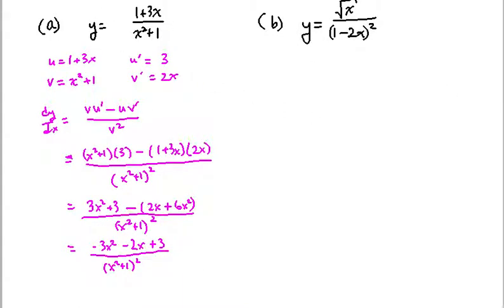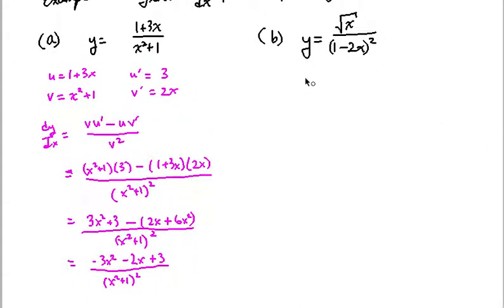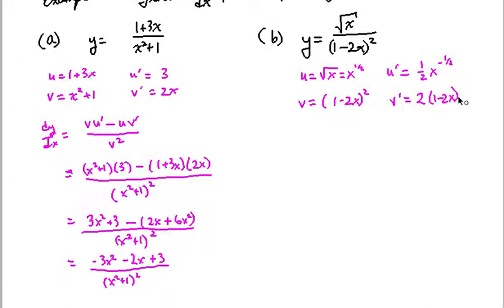Okay, let's try this one. What's the derivative of this? Again, same deal. U is equal to root x. So u prime would be equal to, since that's x to the 1/2, that would be 1/2 x to the minus 1/2, right? Because that would be 1/2 minus 1. V would be (1 minus 2x) quantity squared. And so v prime would be, now notice this is a chain rule problem, so this would be 2 times (1 minus 2x) to the 1 times minus 2, the derivative of the inside.